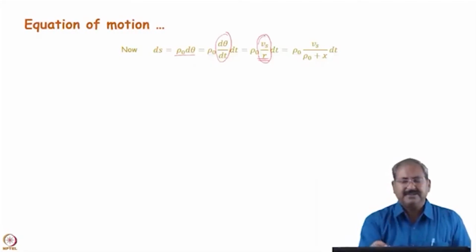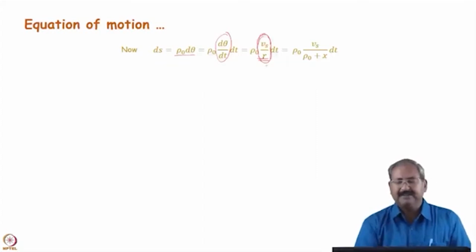So this gives the angular velocity for the deviated particle, that is Vs by r. And r, from the figure, we call it rho 0 plus x.